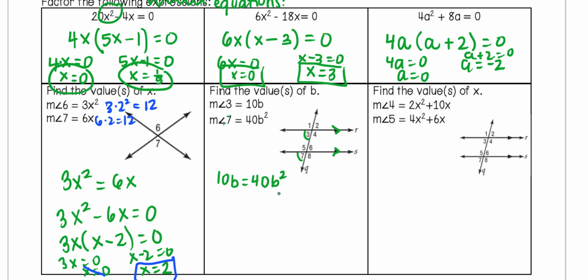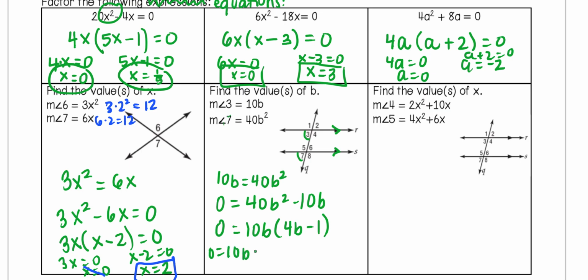Again, we have a variable to the second power, so we're going to need to factor. So the first step here is to get one side equal to 0, so I'll subtract 10b from both sides. Once I do that, I can factor out my greatest common factor, which is going to be 10b here. I'll have to multiply by 4b and -1 to get back to my original equation. I'll set these both equal to 0, so b will equal 0, or we can say that b will equal 1/4. So those are our two possible solutions.